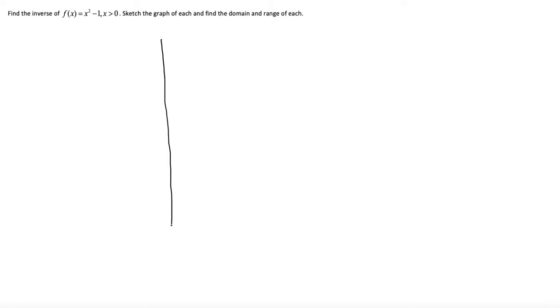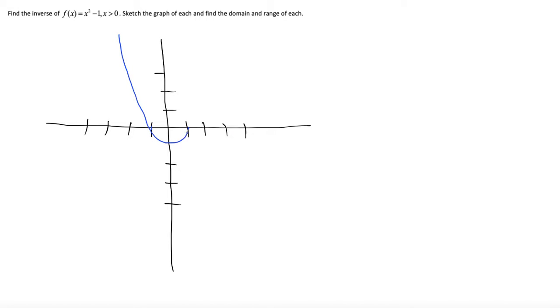Hopefully by now you have a pretty good idea of what that graph looks like. The x squared graph is just our basic parabola, a nice little U shape. And this minus 1 tells us to shift that graph down 1 unit. Now here, I'm going to draw this U shape. So it should look a little something like this. This is the parabola x squared minus 1.